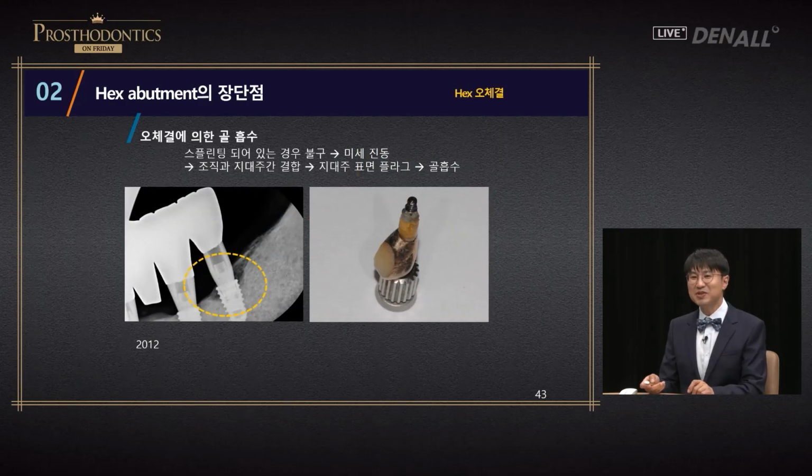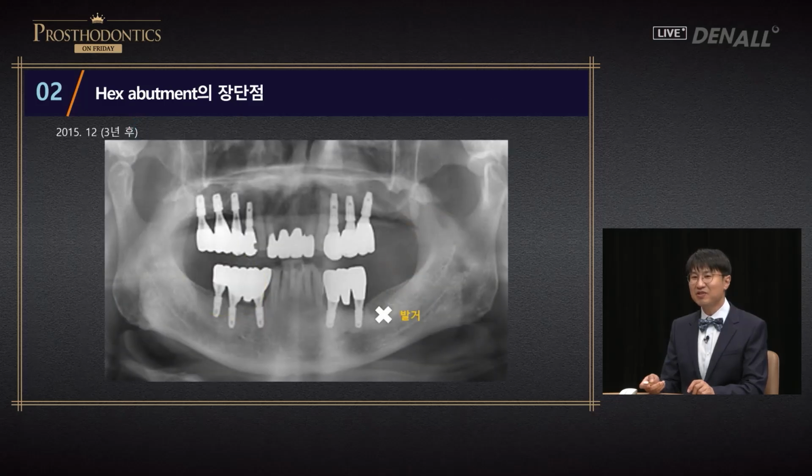In 2012, I made a wrong connection with hex abutment and I found it out too late. Bone loss occurred. In the end, this implant had to be removed. In the case of implants, if there's a bit of bone loss, I think the best way to solve it is to remove the implant and place it again. After 3 years, there was no need to place an additional implant, so this was how the case was closed. With just a wrong connection, bone loss can occur.